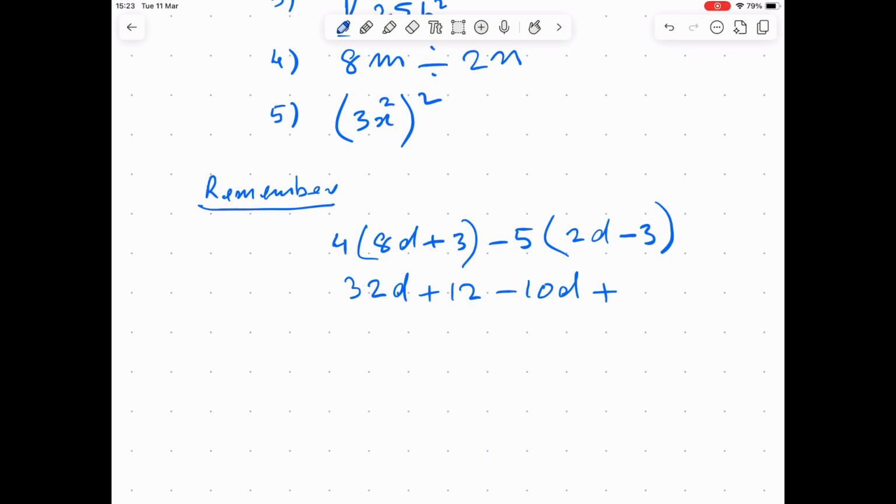You don't have to say minus 5 times minus 3. So that'll be 15. So now you could say 32D minus 10D plus 12 plus 15, which will be 22D plus 27.